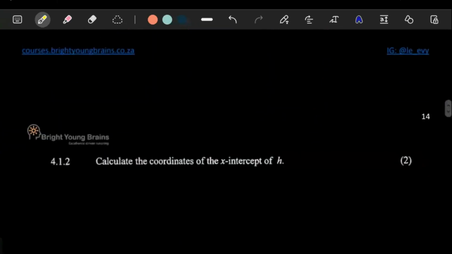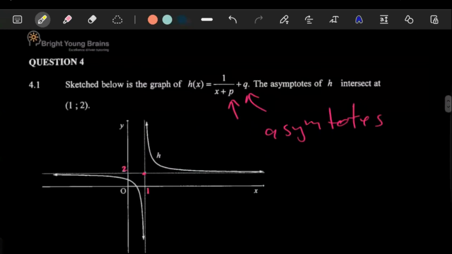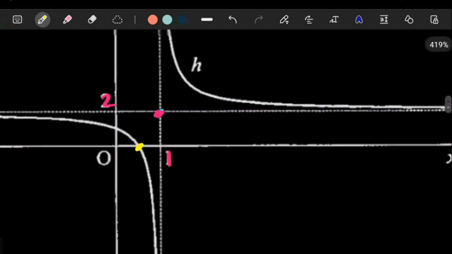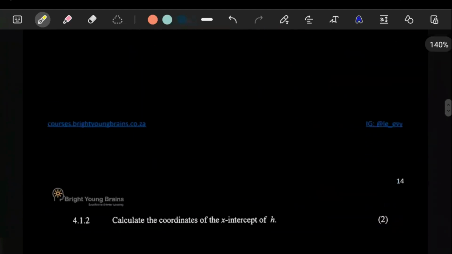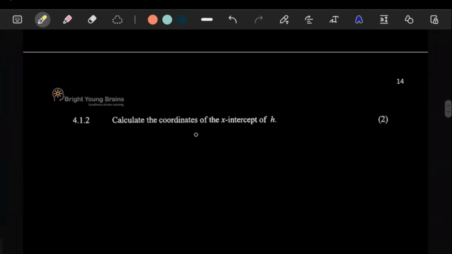4.1.2 says calculate the coordinates of the x-intercept of h. So to get the coordinates of the x-intercept of h, you can just make y as 0 in the equation of h, because the equation of h looks like this, right?